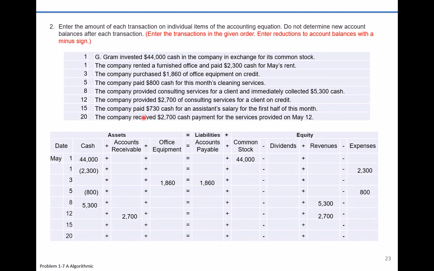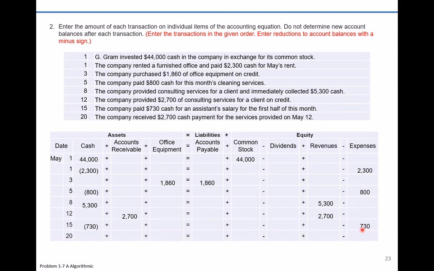On the 15th, the company paid $730 cash for an assistant's salary for the first half of this month. So what accounts were involved there? Well, obviously cash was involved. Cash went down by $730 to pay that salary. And then what was that for? Well, it was for an expense called salary expense that once again just gets lumped in together under all of our expenses here.